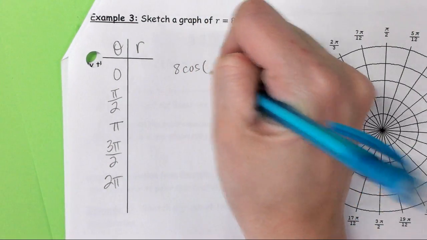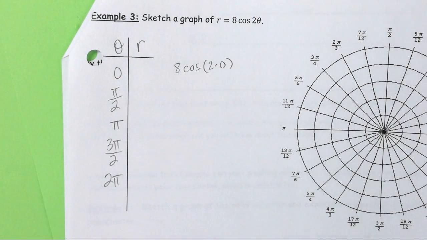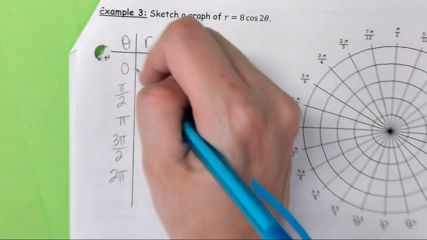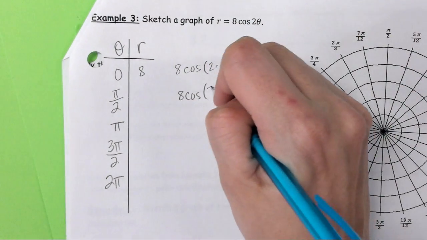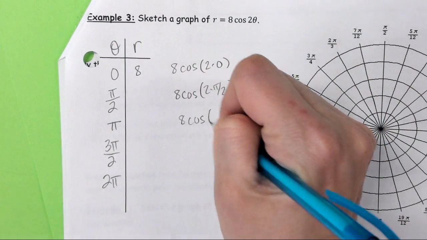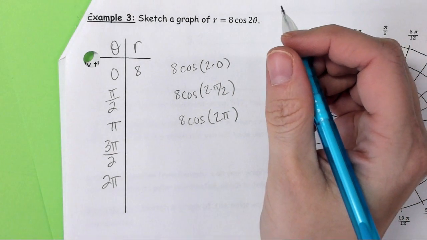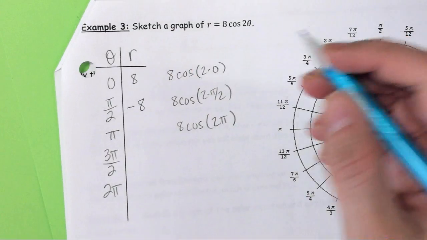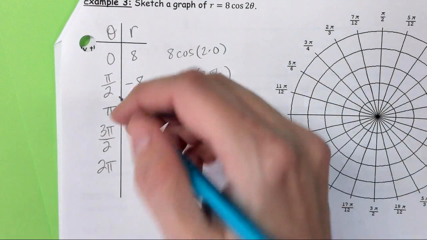So it's 8 cosine of 2 times 0. 2 times 0 is 0. Cosine of 0? 1. 1 times 8? 8. Okay, so what's 2 times pi over 2? Just pi, right? The cosine of pi is? Yes, -1. So -1 times 8, -8. At 2 pi, it's going to be 1.